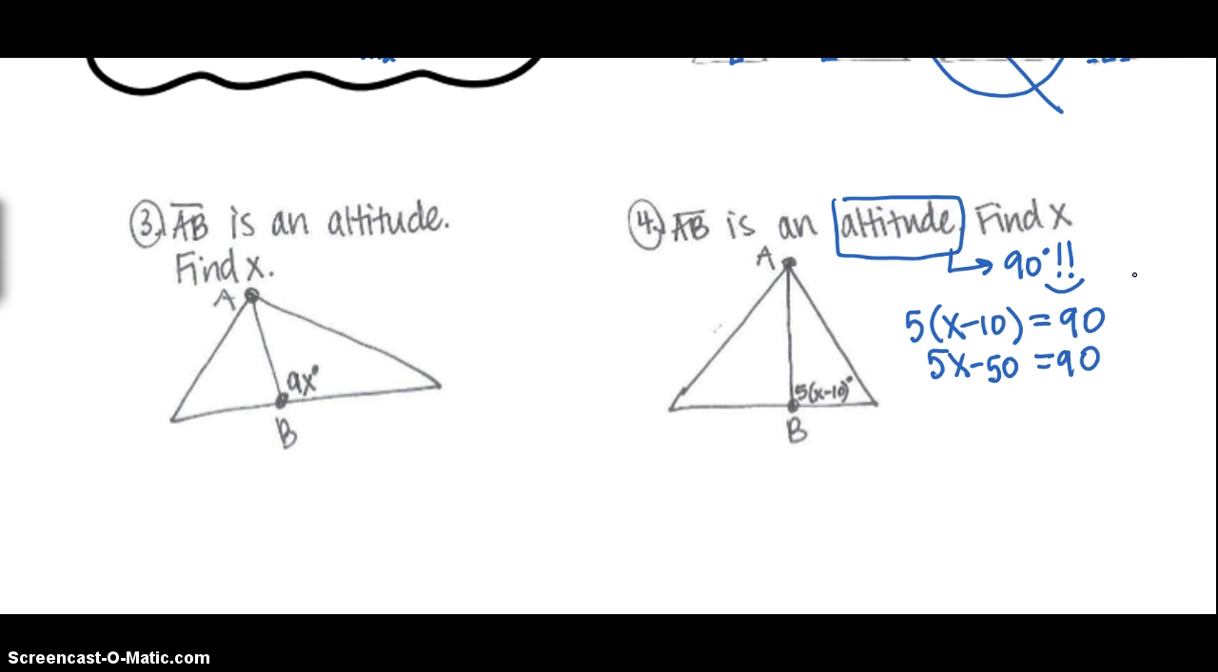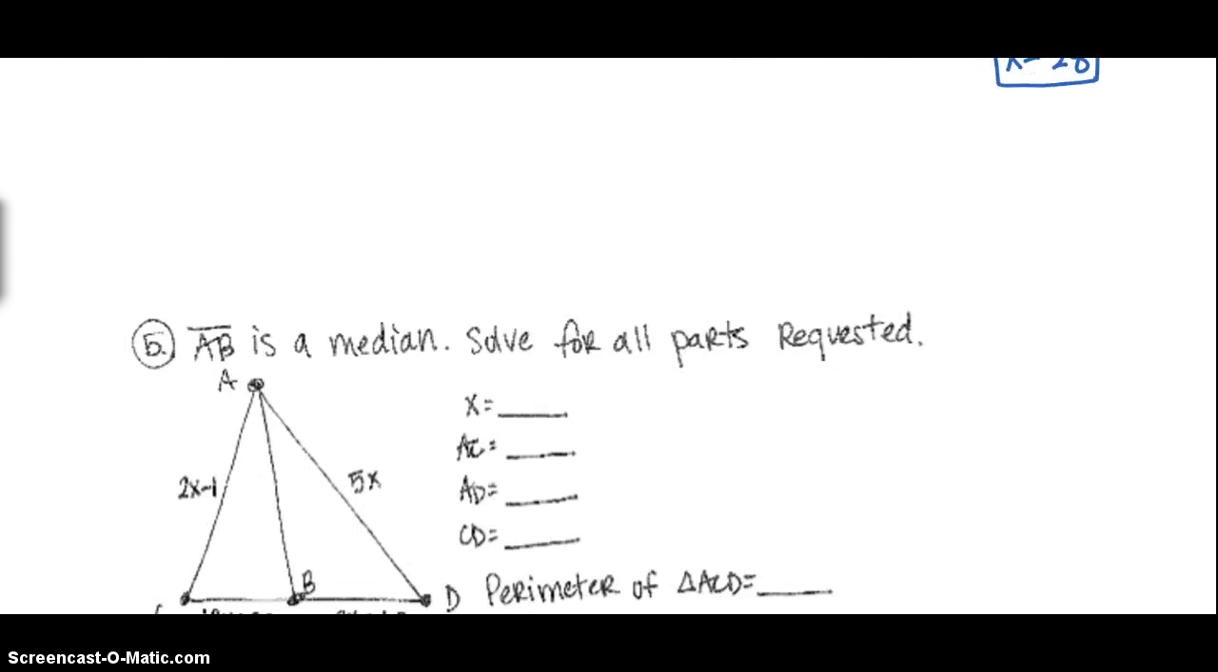Now what's next? I would add my 50. So 5x equals 140. What would be next here? Divide by 5. So x equals, let's see, 5 goes into 14 twice, and then 5 goes into 40 eight times. So I believe it's x equals 28. I would like you to try this one on your own. Okay, so try this one on your own, and we will talk about that one in class. But you need to try it. Have it done for class.